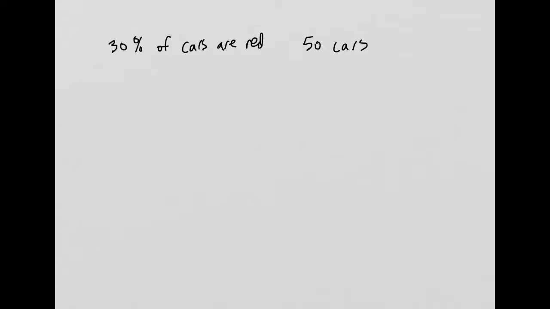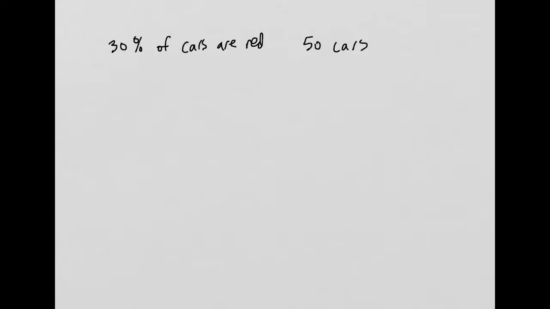So suppose I walk out to the parking lot and I spot that 30% of the cars are red. Suppose also I count and I find that 50 cars are in the parking lot. So notice what the percentage doesn't tell me. It really doesn't tell me how many of my cars are red. It just tells me the proportion that are red.